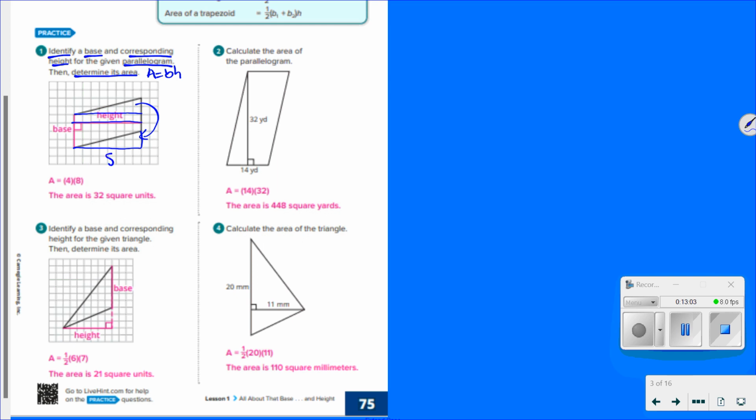So our base, we'll just say right here, is 8. Our height is vertical. How many units is our height? Vivian? 4. Okay? So now I know my 8 is my base, my 4 is my height. I'm going to mark which numbers go with which variable. So now I'm just rewriting my equation. Area equals my base, so my 8, multiplied by my height, which is 4. 8 times 4 is 32.